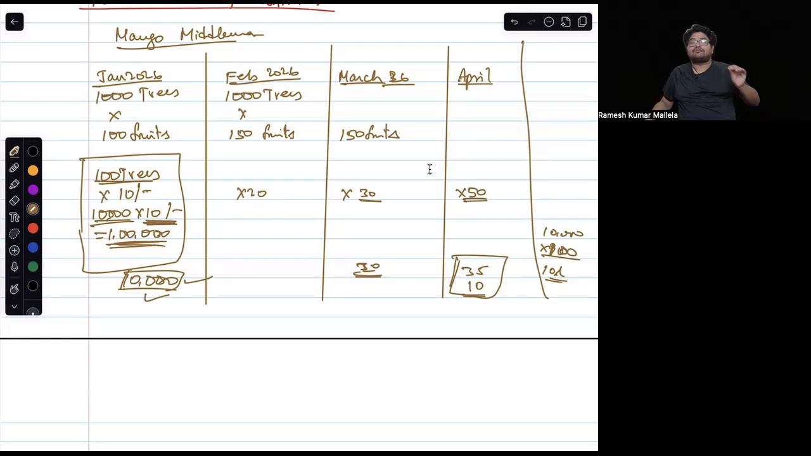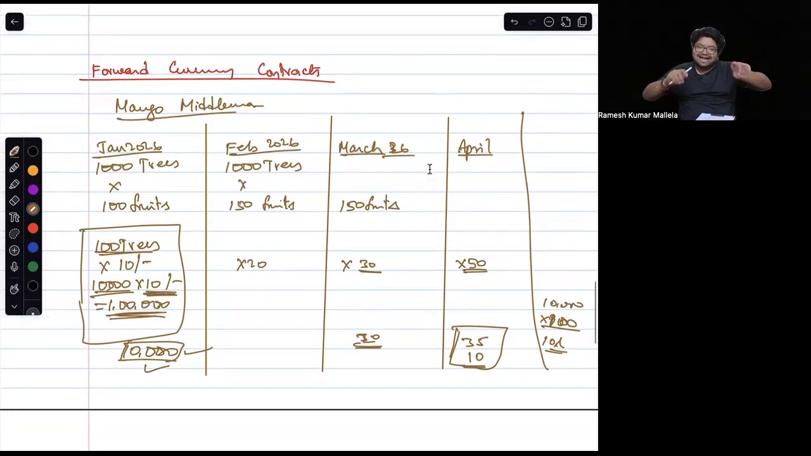This is the power of futures contracts, forward contracts. I am going to transact in something which does not exist today, but will eventually come in future. Then you call it a forward contract. Now, if you bring currency into this forward contract, you replace mango with currency.